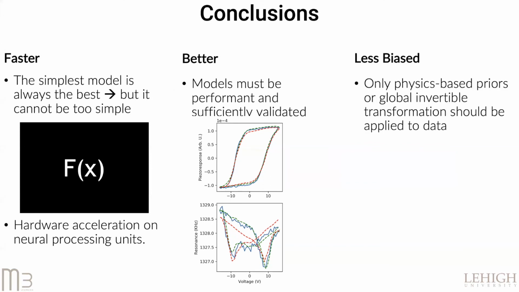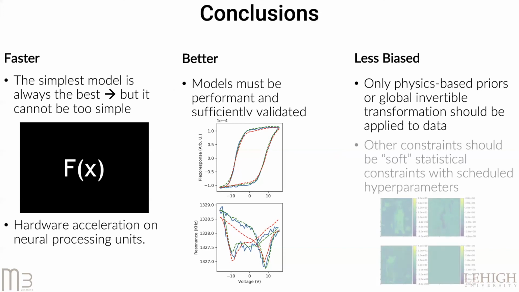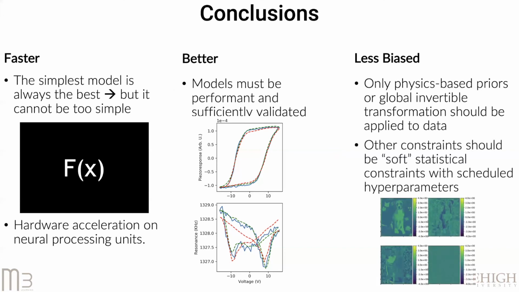We want our models to be less biased. This means only applying physics-based priors where there's known ground truth, or globally invertible transformations, for instance, standard scalars, should be applied to data. If you want to apply other constraints to your data, which is useful to make things more interpretable, it's very important that these constraints are soft statistical constraints that can be scheduled with hyperparameters and thoroughly investigated after the fact.